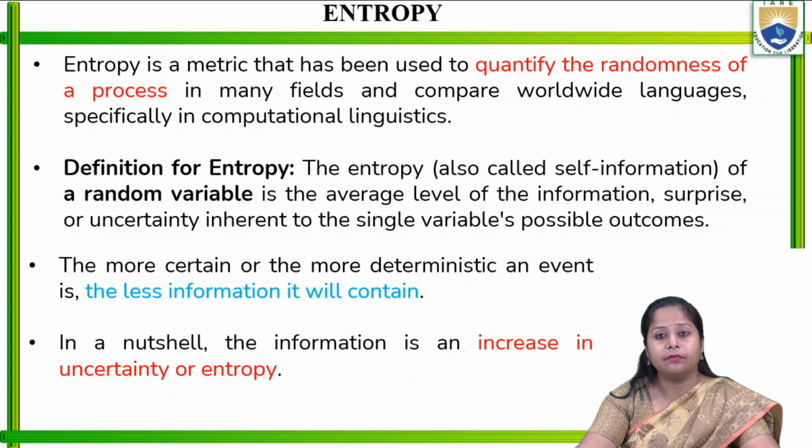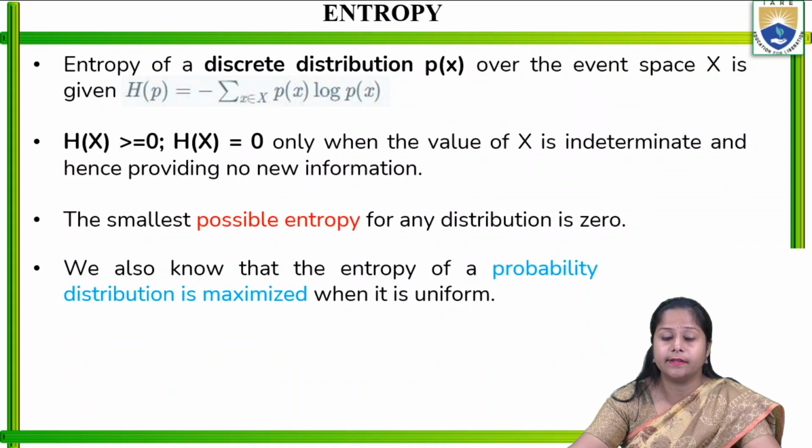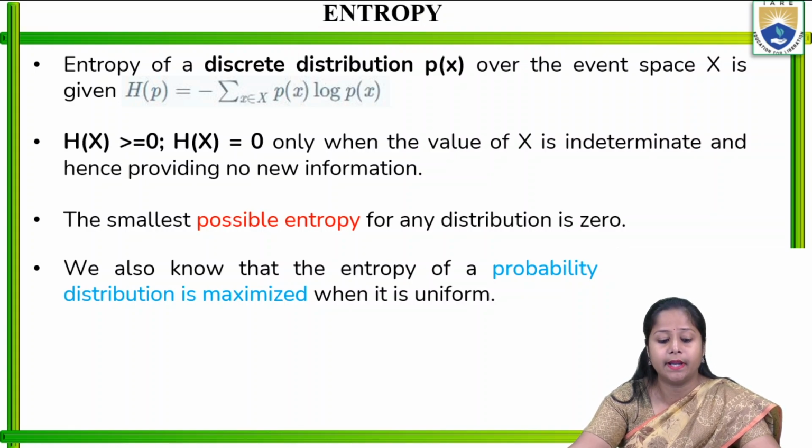On the net scale, information is an increase in uncertainty, or entropy, so it is also called uncertainty. For a discrete distribution p(x) over the event space X, the entropy is H(p) = -sum over x in X of p(x) log p(x). That is the formula used to calculate entropy for a discrete distribution. Here H(X) is greater than or equal to 0.